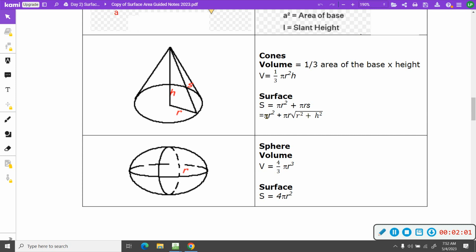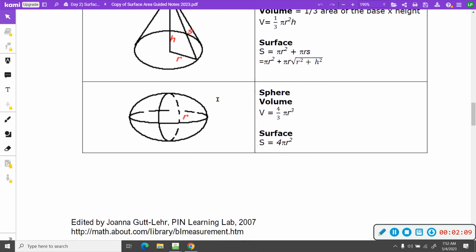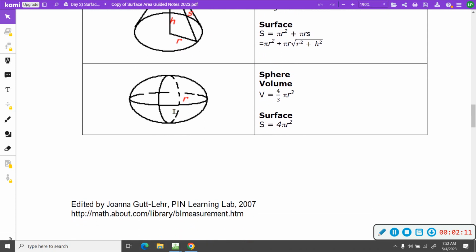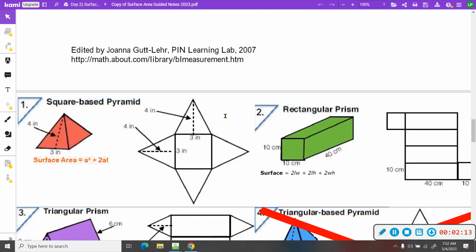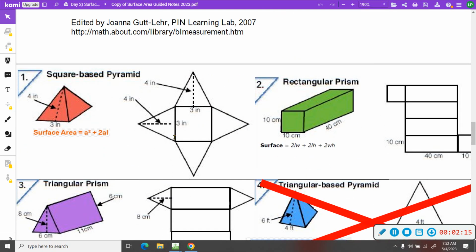Cone, we have the formula here. All you need is the radius and the height and the slant height. Sphere, 4 pi r squared. All you need is the radius. So let's go and do a few examples.